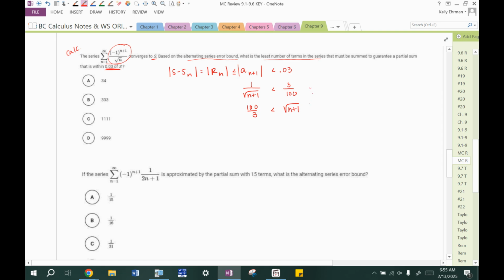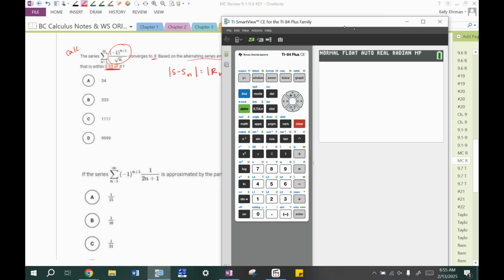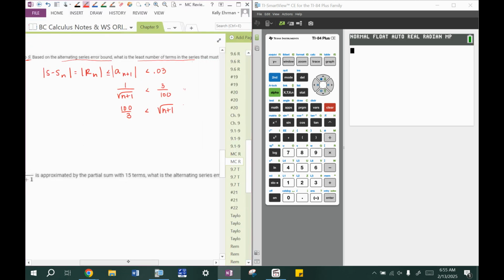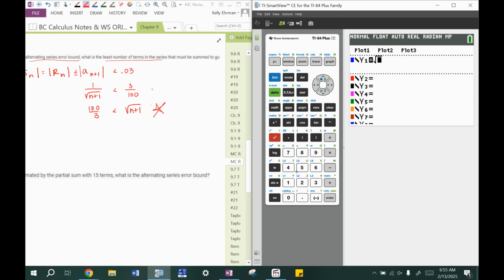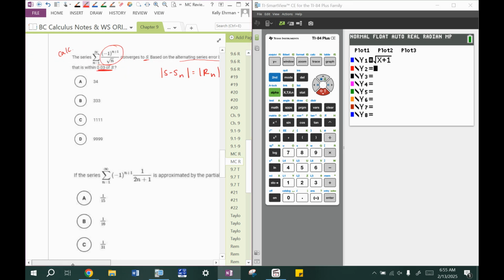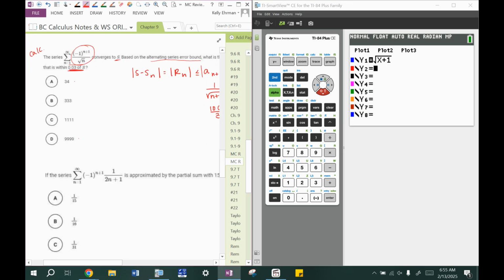And you can put either one of these into your calculator. So let me show you 2 ways to look at this. It's probably easier to do this version. This would be a lot more straightforward. Go ahead and put in the square root of x plus 1. And down here, don't put anything in down here. Sorry, I'm in solving mode. Now, make note of your answers. They range from 34 to 9,999. We're looking for the least number.